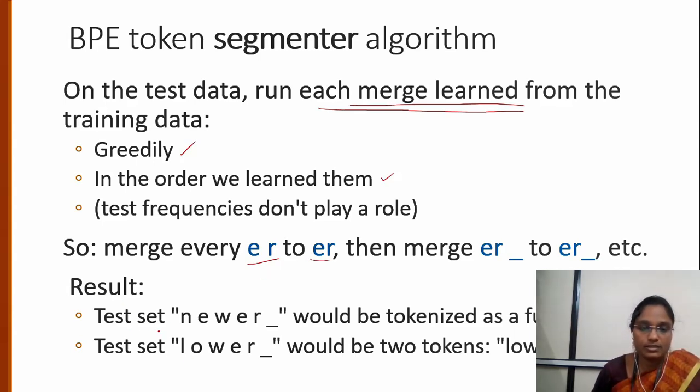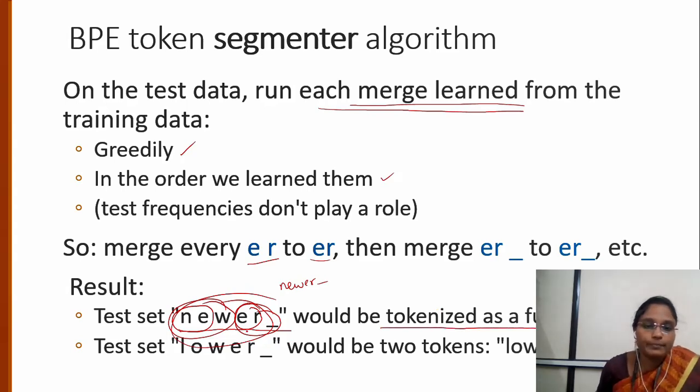So in the test data set, if you are getting a word newer underscore, then what will happen? It will first merge this, and together it will merge this, and then NE it will merge, NEW it will merge, and combinedly it will merge this and find out this particular word as newer underscore, and that will be tokenized as a full word.